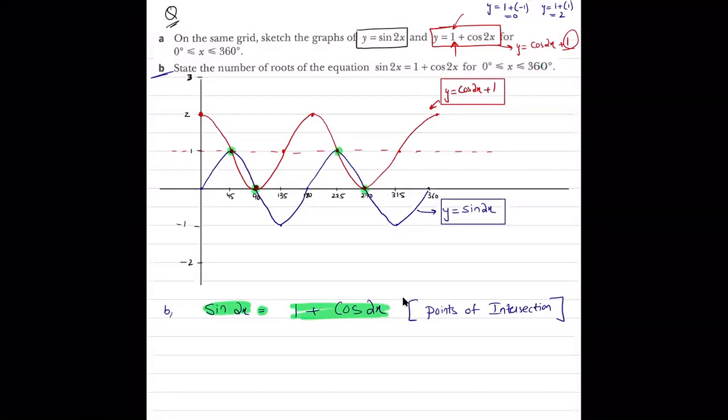So how many intersection points are there? 4. That's why the answer is that it will have 4 solutions, 4 roots, or 4 number of solutions to this equation. Now you guys are not told how to solve this equation, okay? But by using the graphical method, you can just tell the number of roots.